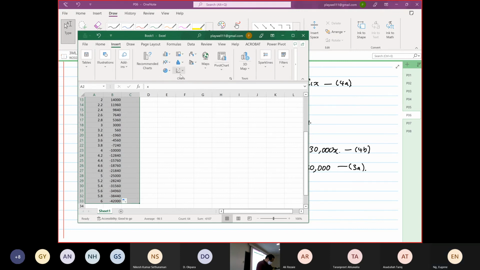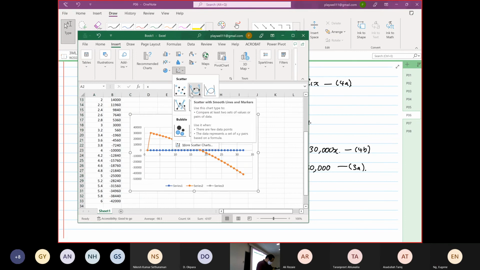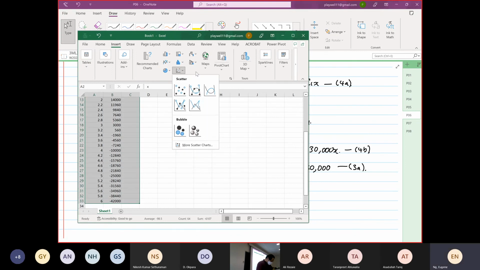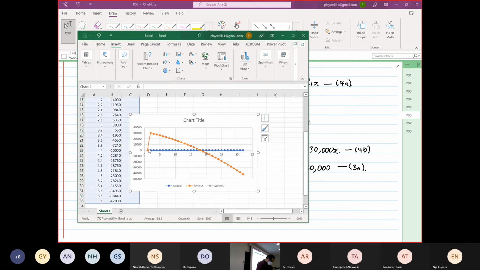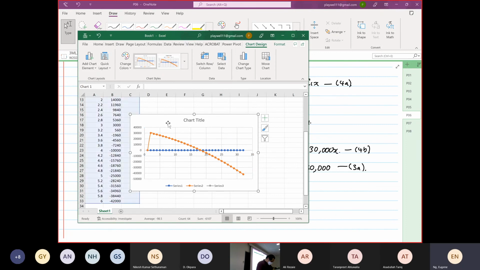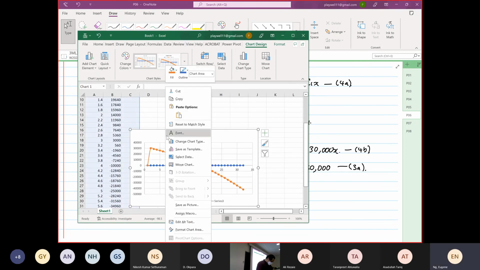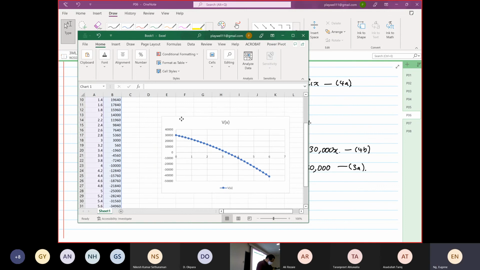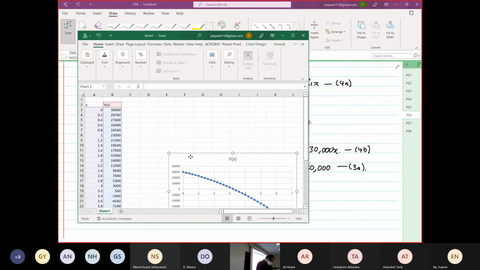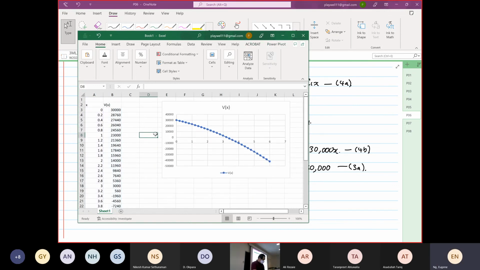Insert. Why does it look weird? I think it has to be data. Okay, it looks weird. Okay. So this is how our shear force looks like.